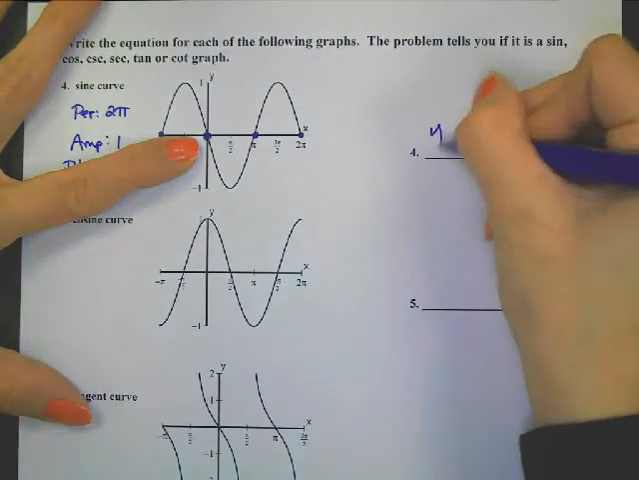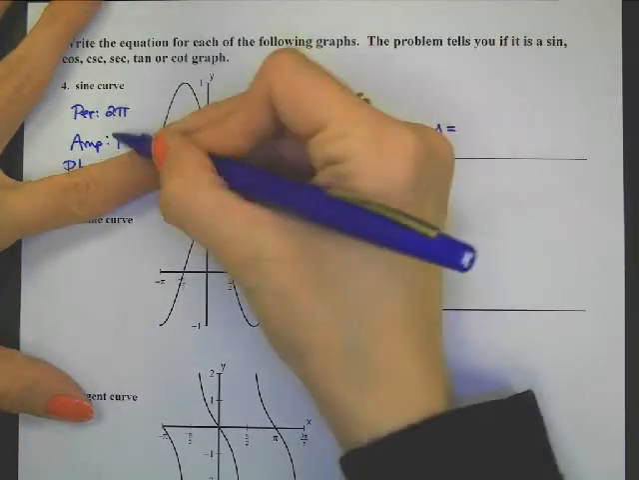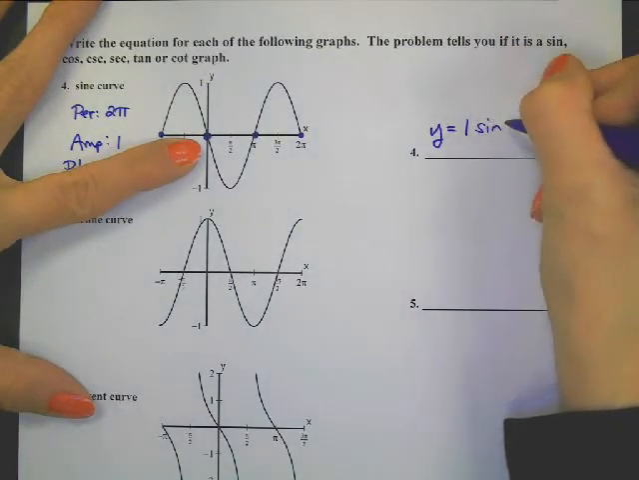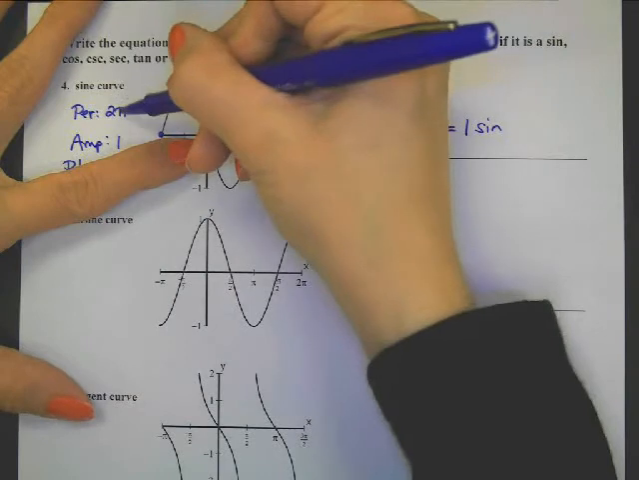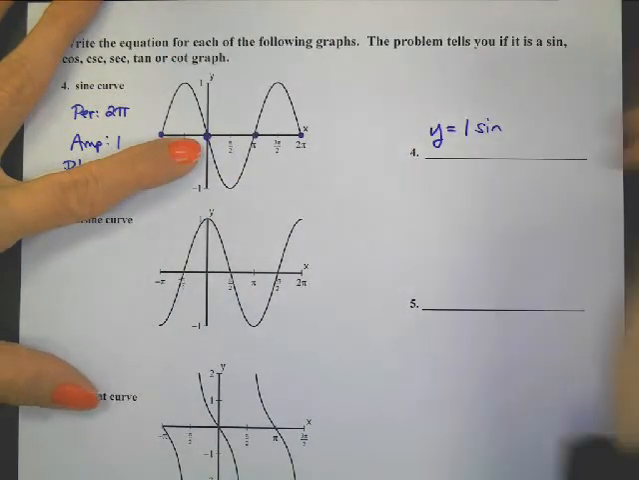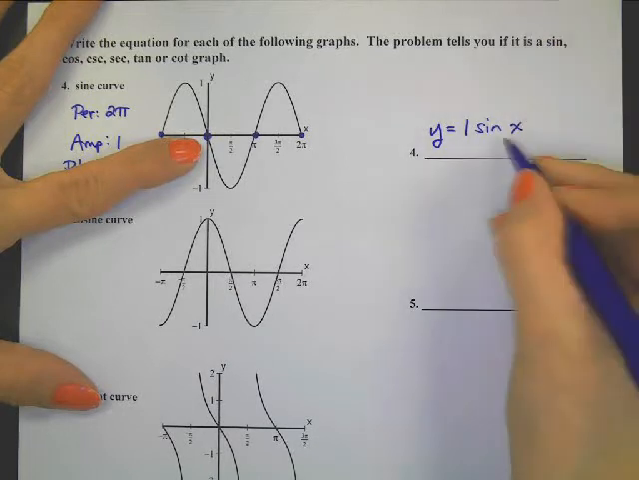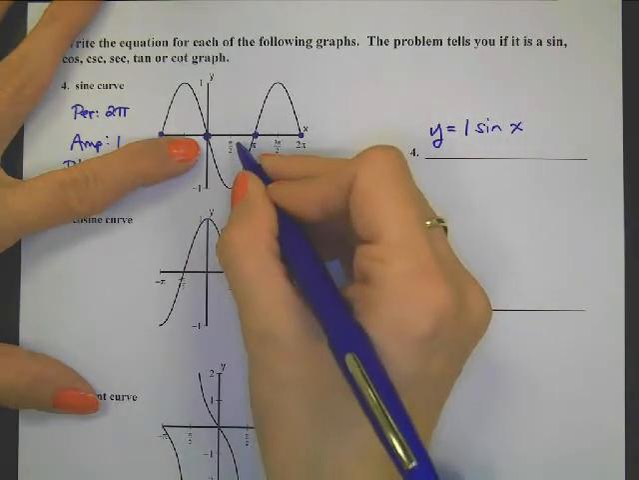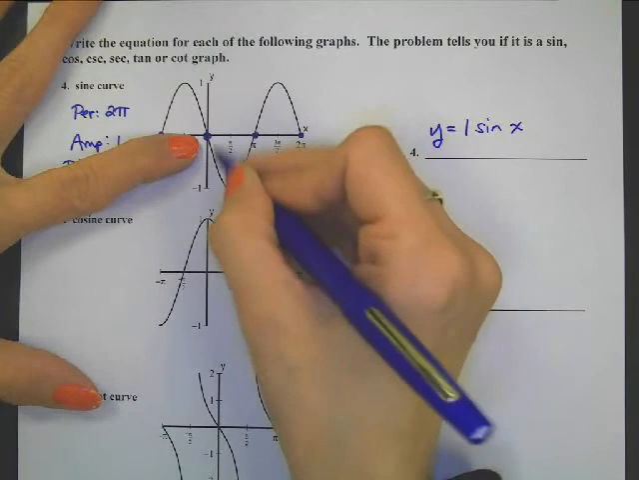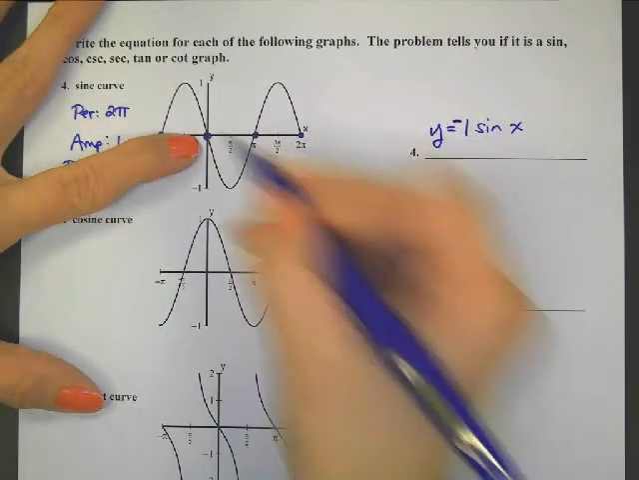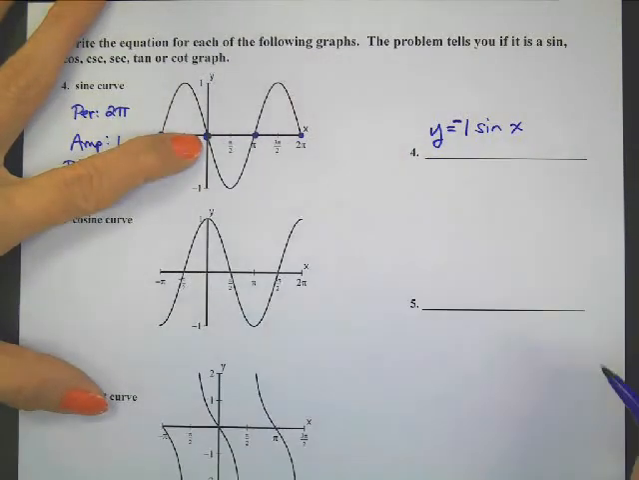Don't forget y equals. The a value is 1, and then this is a sine curve. Since the period's 2 pi, the b is 1. So I'm just going to have x. There's no shifting, but it is going down. So I am going to have a negative out in front. That would be if I started right there.